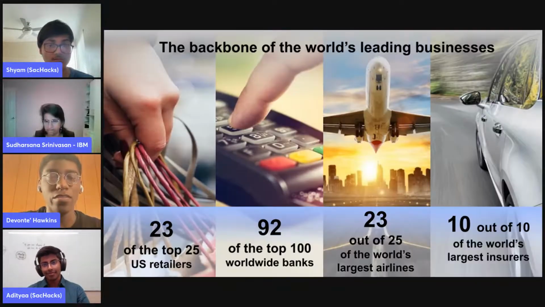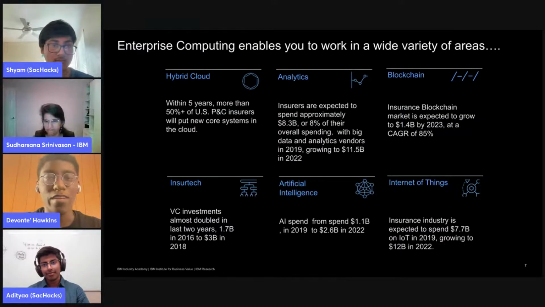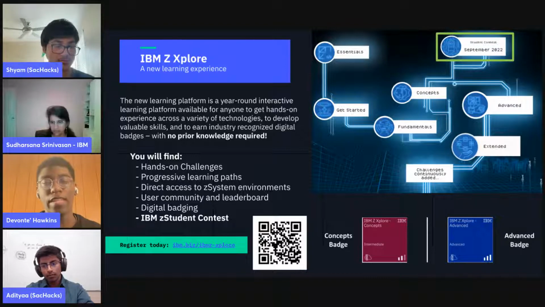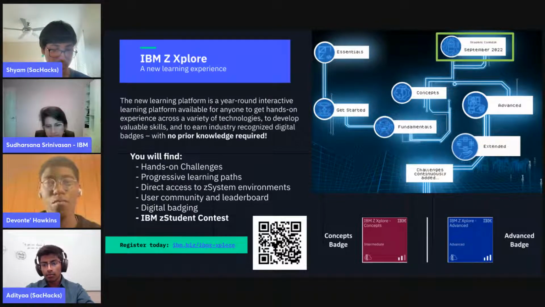Awesome. Okay, so I'm just going to go to the slide where we left off, which is IBM Z Explorer. Basically, IBM Z Explorer is a year-round tool that is available for students, and it's a learning experience to develop in-demand IBM Z skills, earn industry-recognized digital badges, and redeem rewards. It includes an early entry level mobile gaming application, an interactive platform with IBM Z system access, as well as an annual sponsored student contest, which I will talk about more in a little bit.